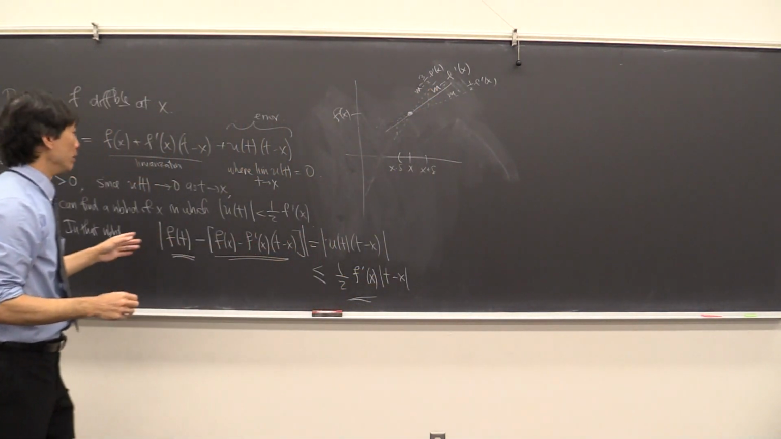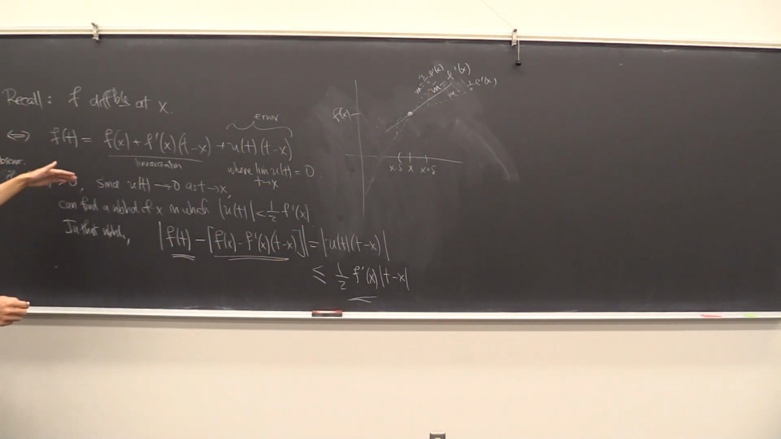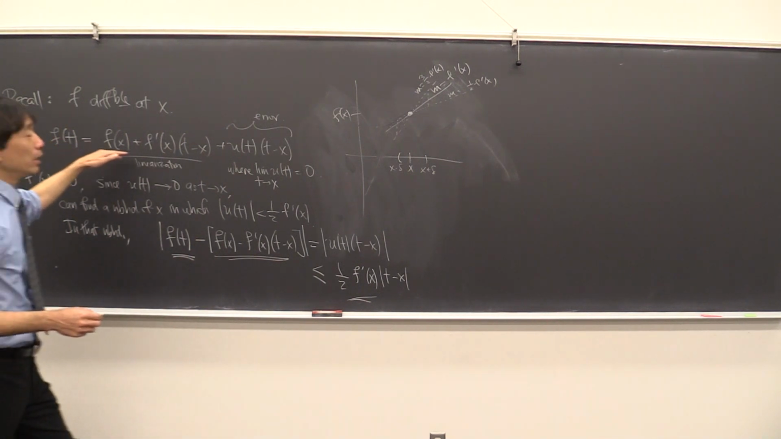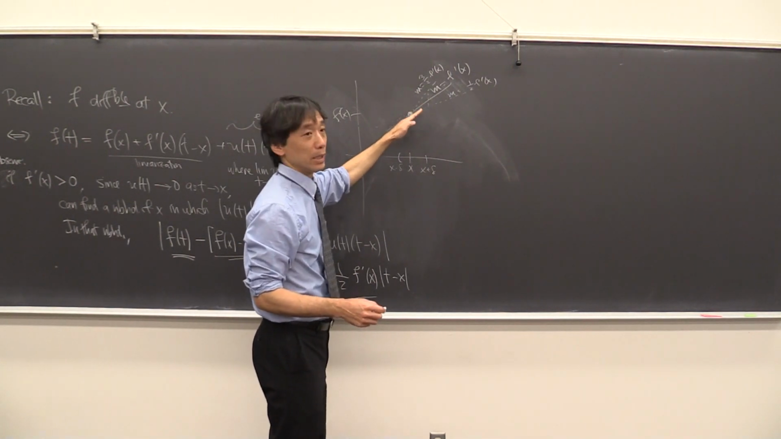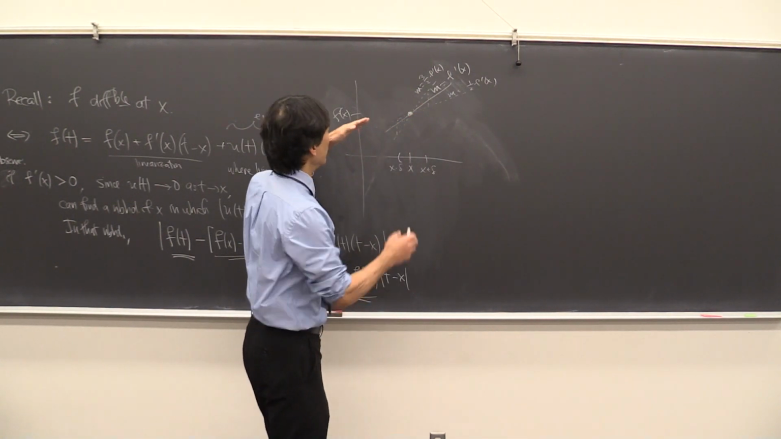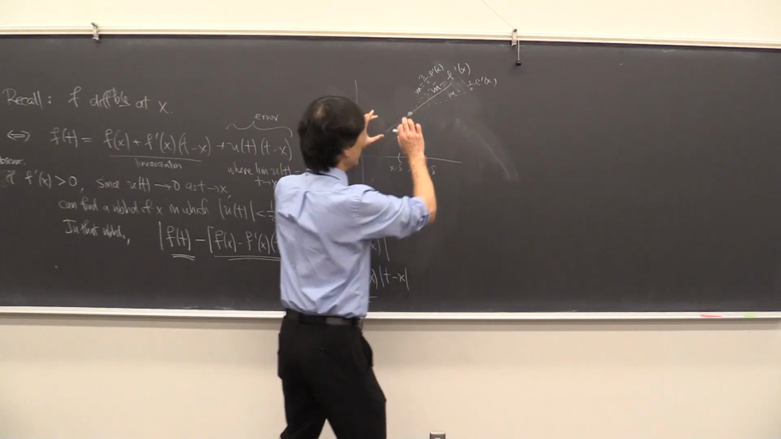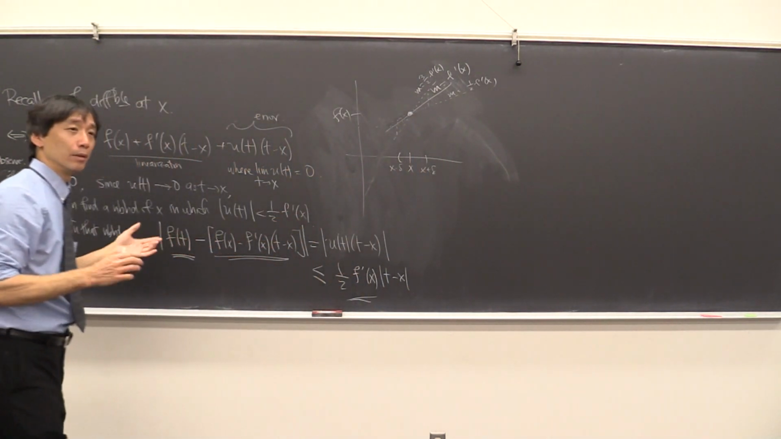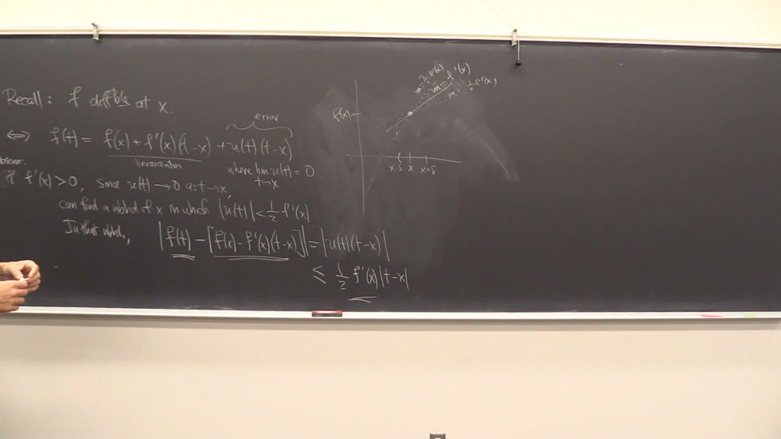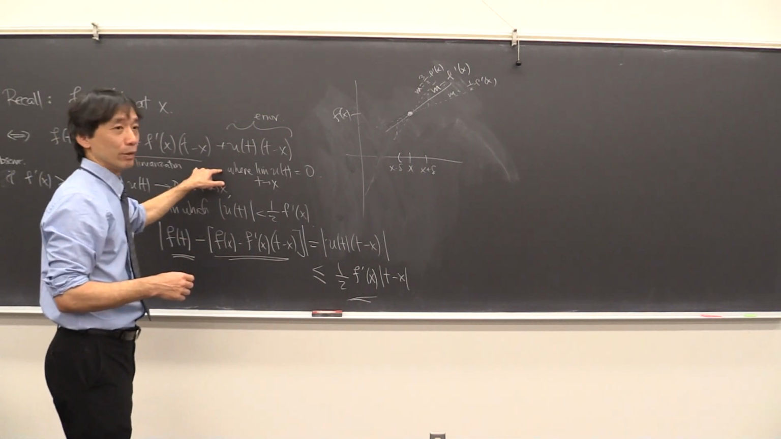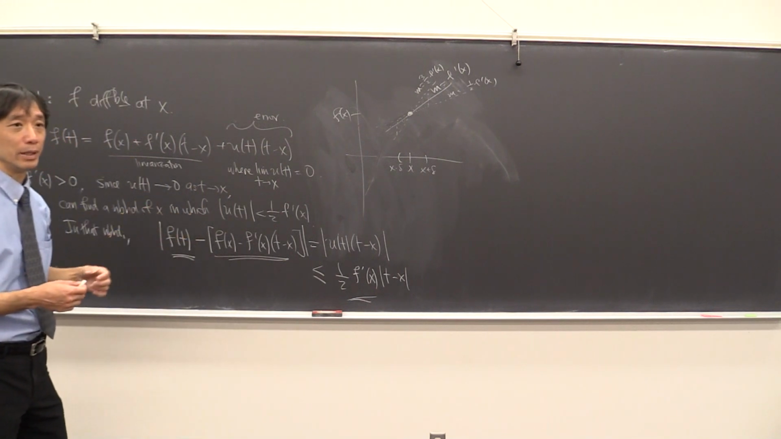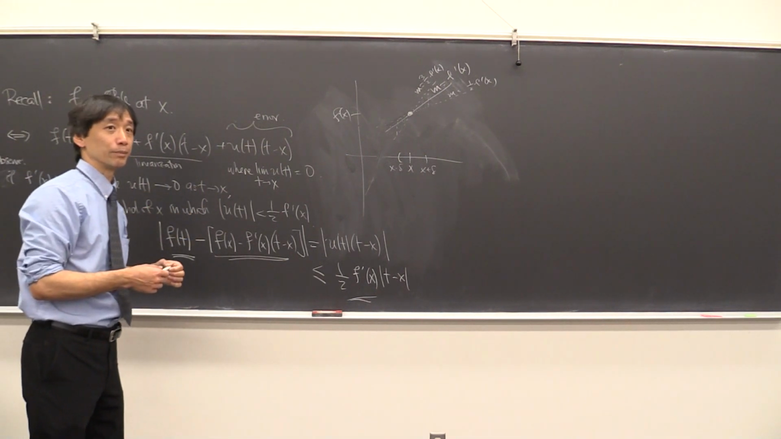So this is how you want to think about differentiability: your function can be made as close to the line as possible in this sense, that you can trap it in this bow tie like thing. And that's what we used in the proof of the critical point theorem.